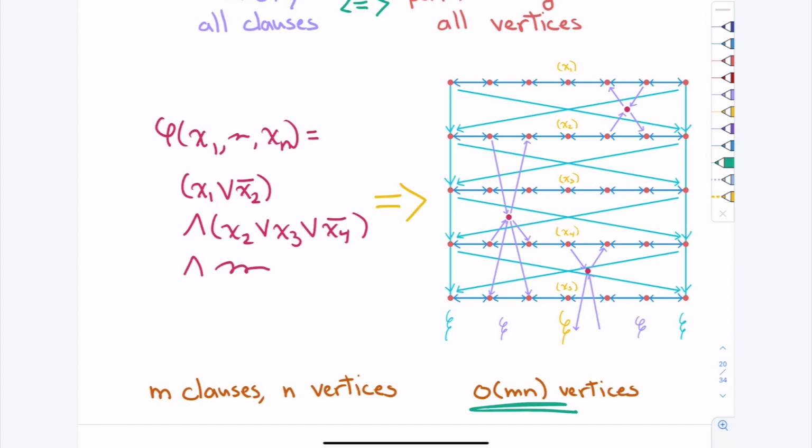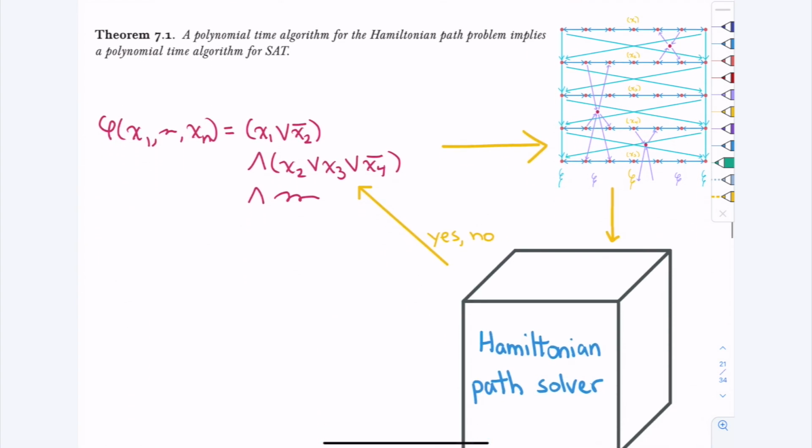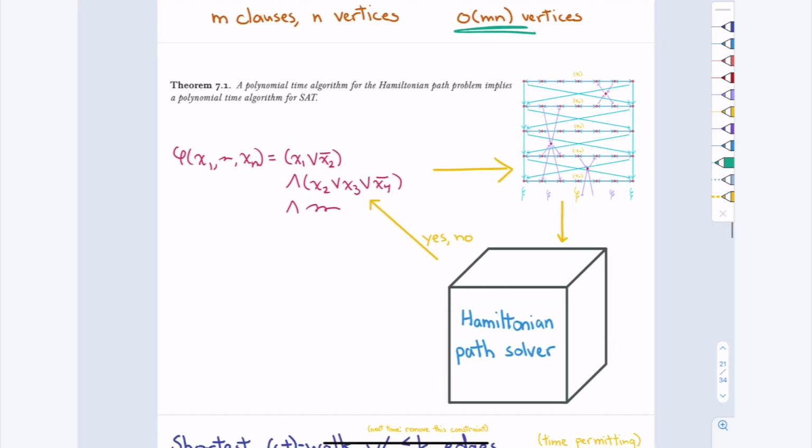Okay. So ultimately, we can conclude that if I had a polynomial time algorithm for finding a Hamiltonian path, then I can decide if the SAT formula is satisfiable. Okay. All right, sound good? Any questions?